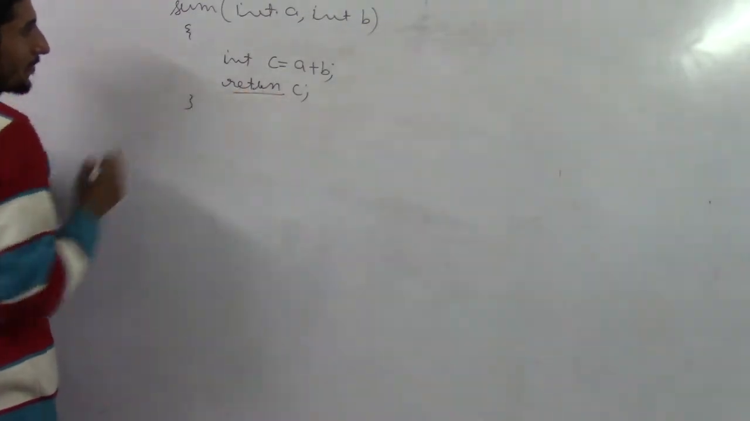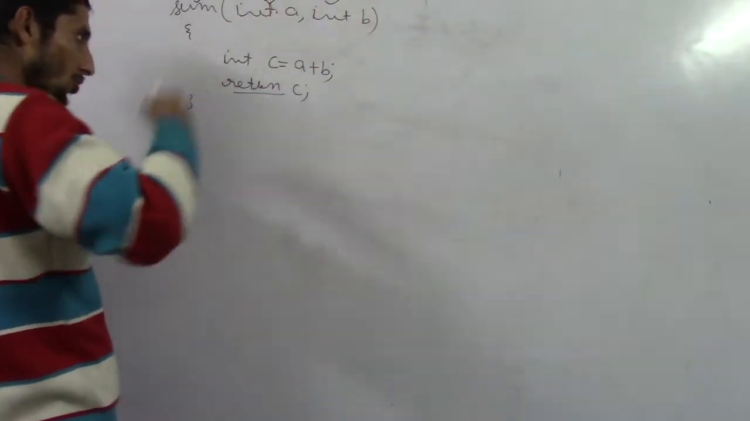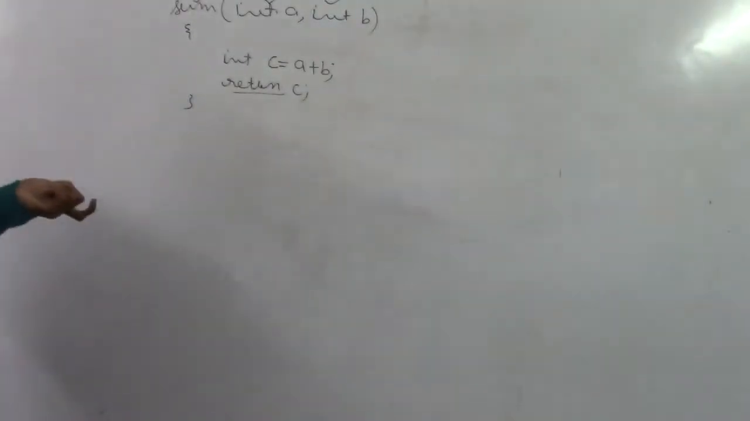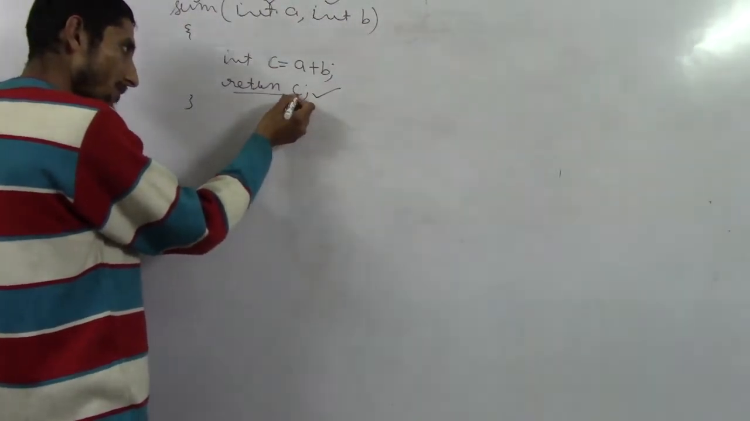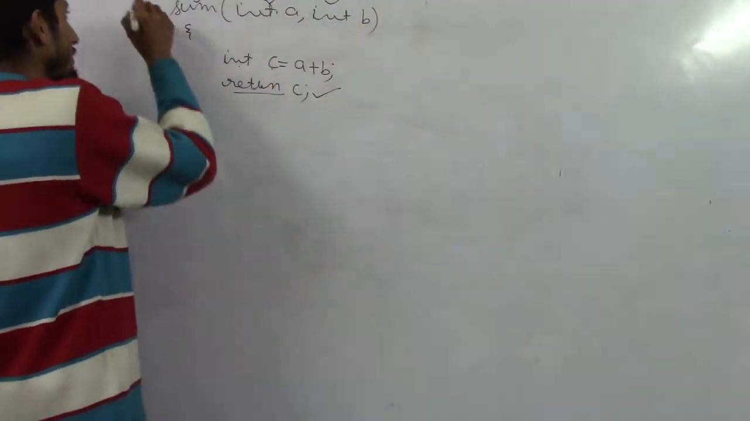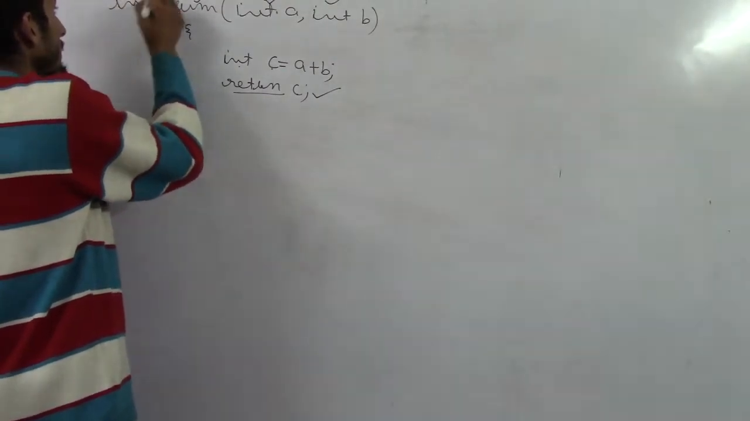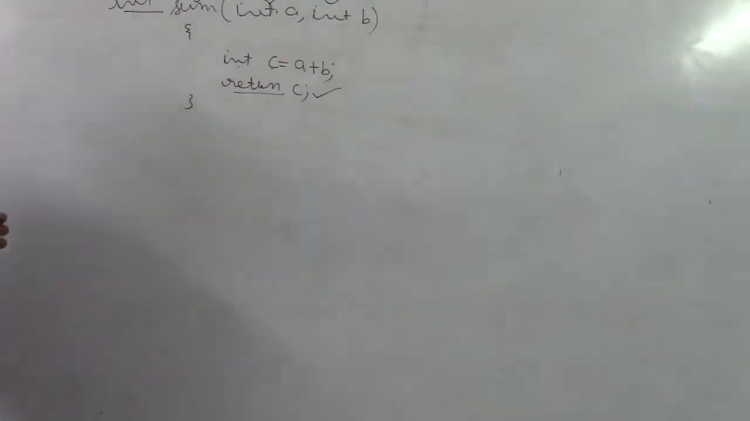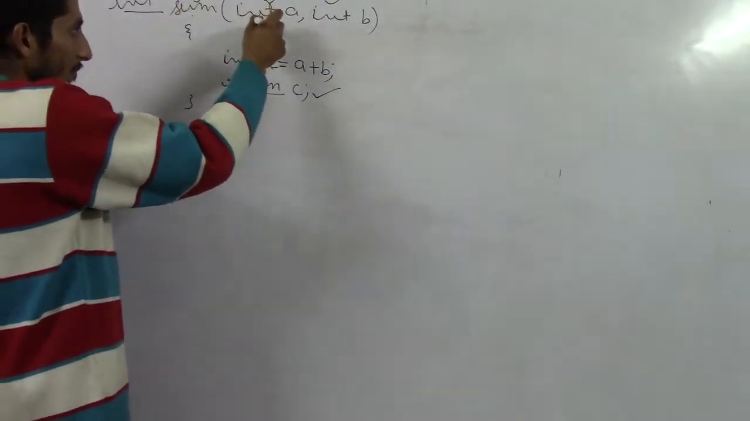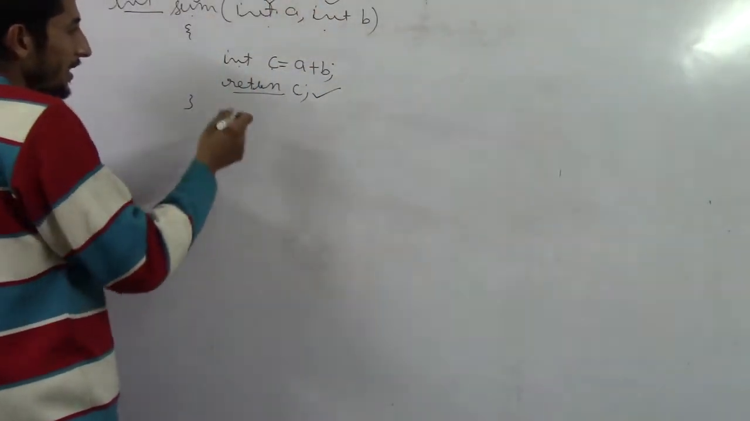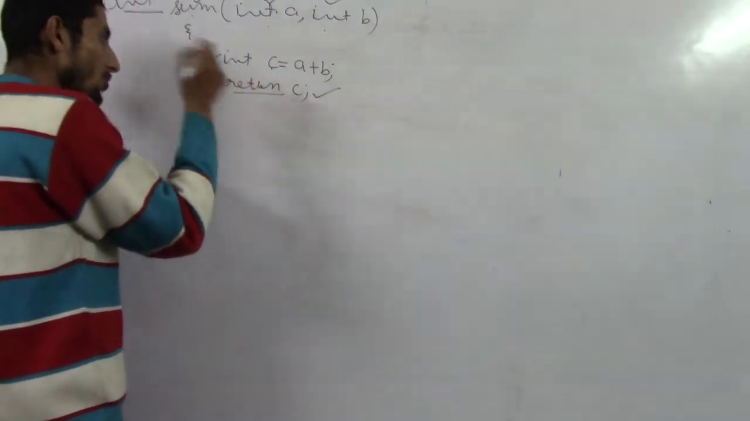So what is the meaning of this? The name of the function is sum. It requires two parameters in order to call, and after calling what will happen? It will return c. And what is the type of c? The type of c was integer. So here I am writing integer. So what is the significance of this? The name of the function is sum. You are passing two parameters, and after processing it will return you the integer.